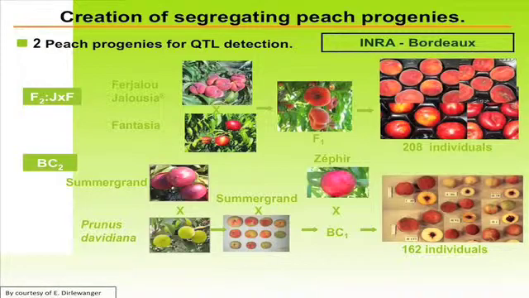We are also working on a second generation of backcross, a cross between Summergran and another species different from Prunus persica, Prunus davidiana. And in this population, backcross 2, we have high segregation of the genes of interest.